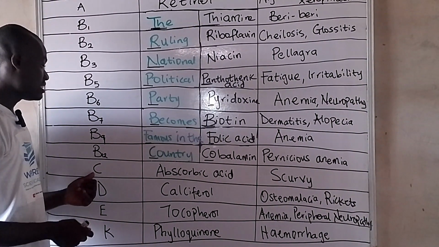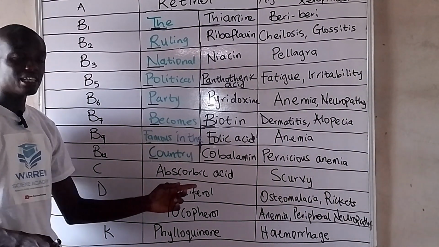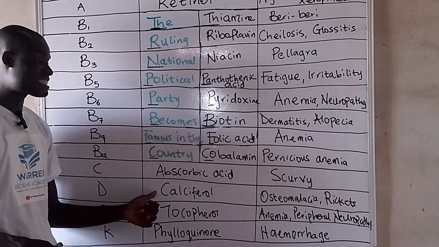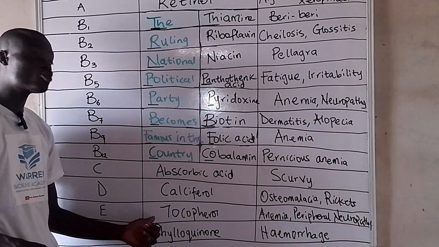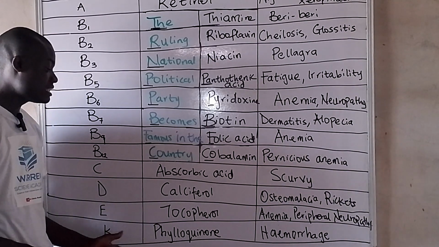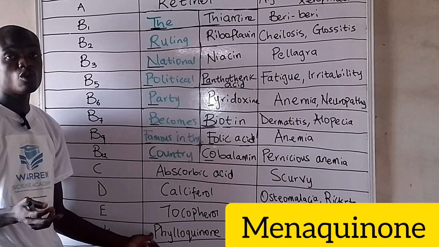So for vitamin C, the scientific name is ascorbic acid. For vitamin D, it is calciferol. For vitamin E, it is tocopherol. For vitamin K, it is phylloquinone, or you can call it menaquinone.